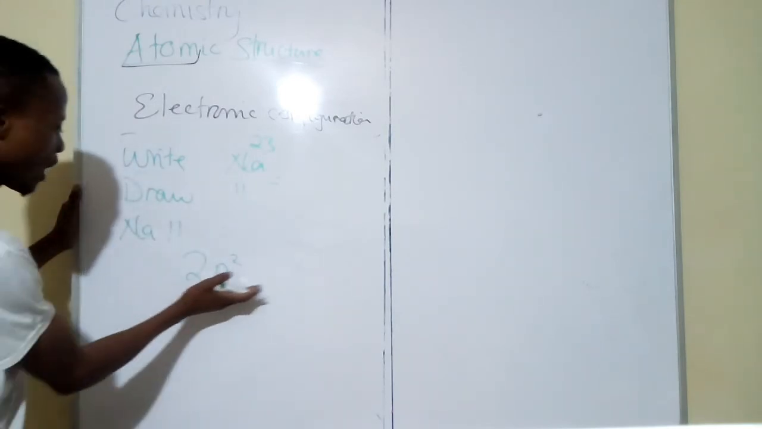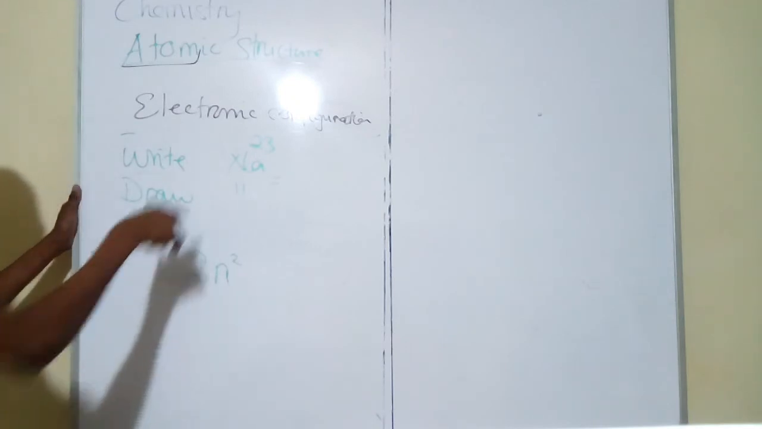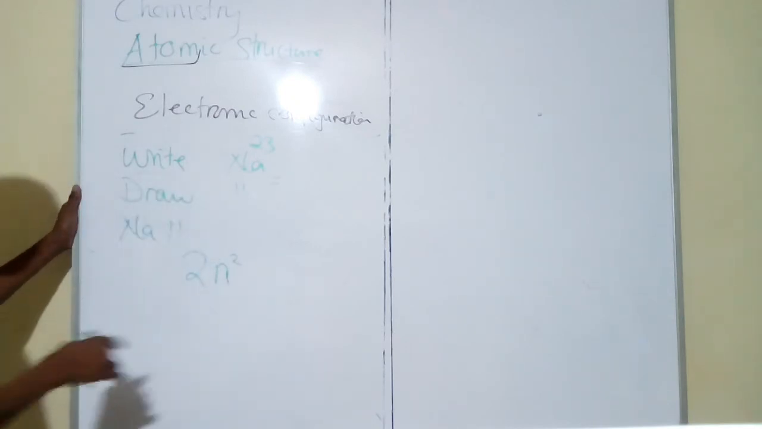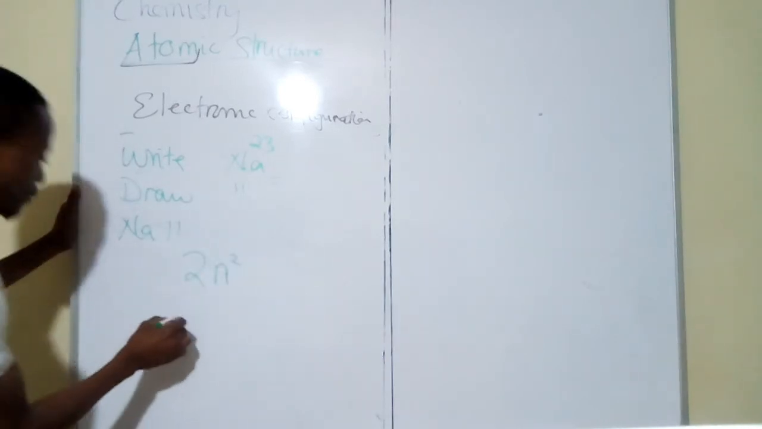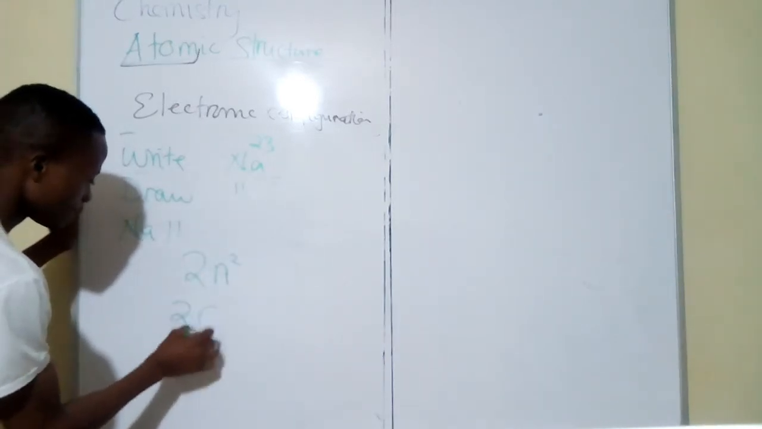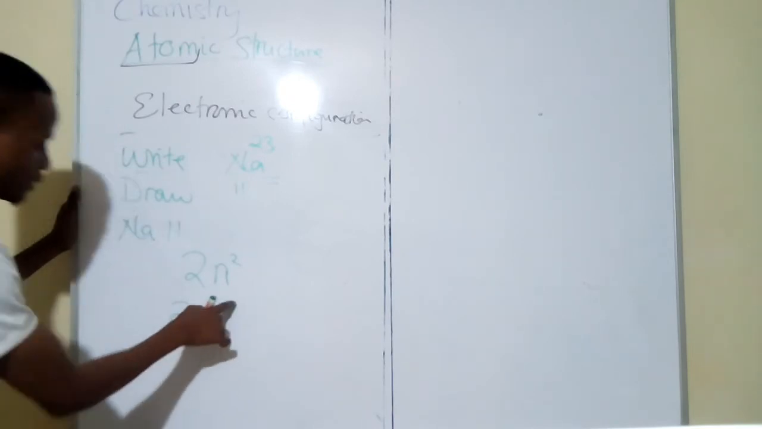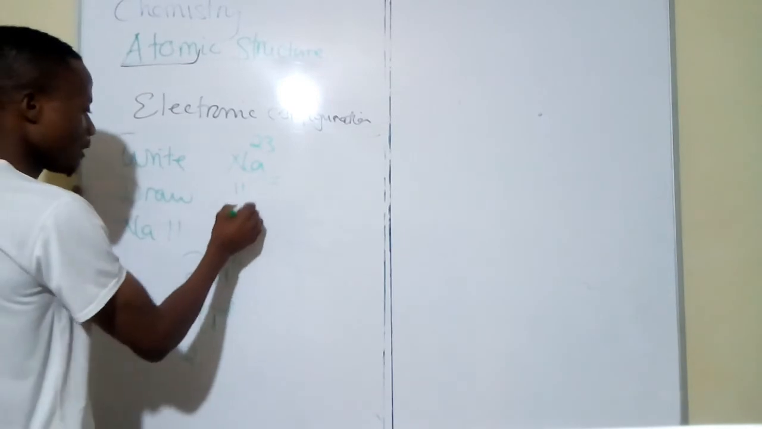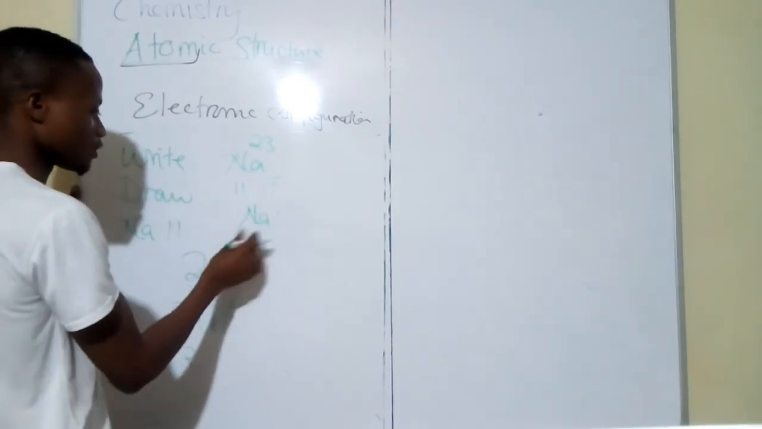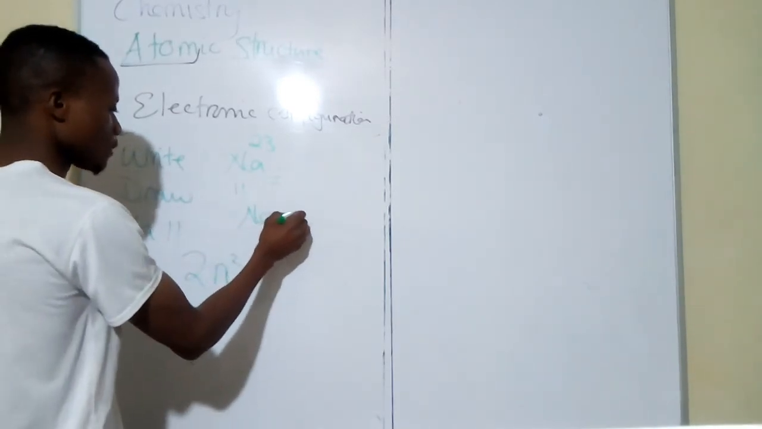If you want to know how many electrons are in the first shell of sodium, we put 1 for n, representing the first shell. So we have 2 times 1 squared. 1 squared is 1, times 2 we have 2. So the number of electrons in the first shell of sodium is 2.